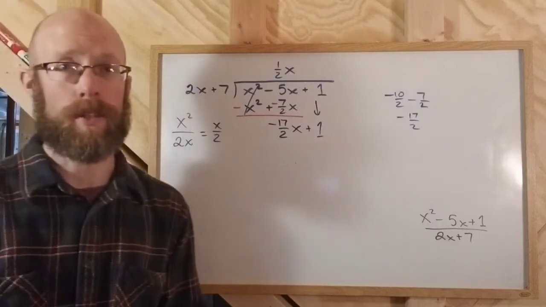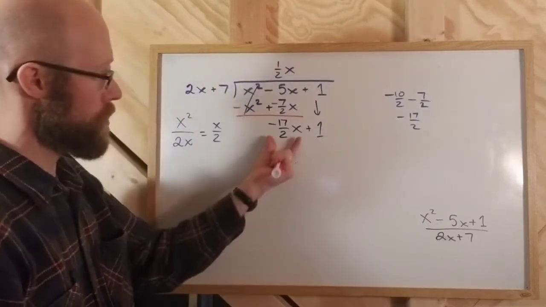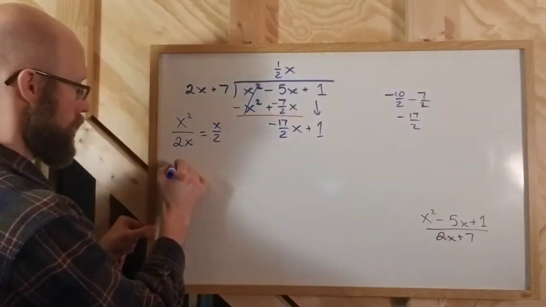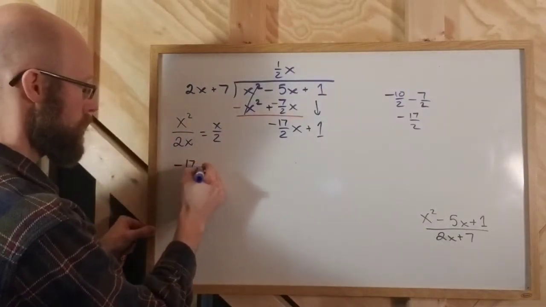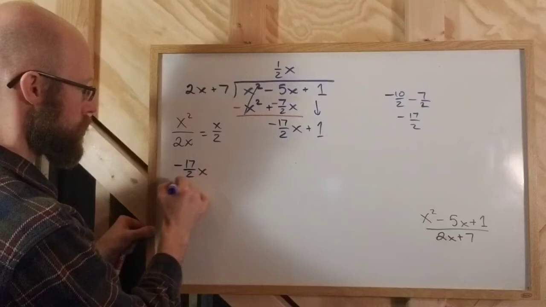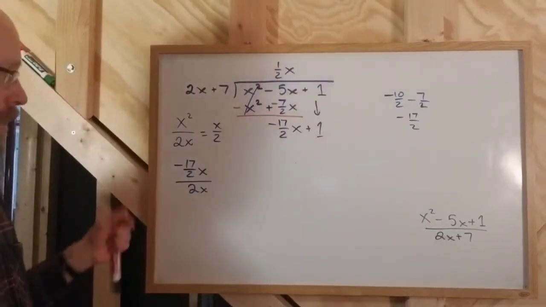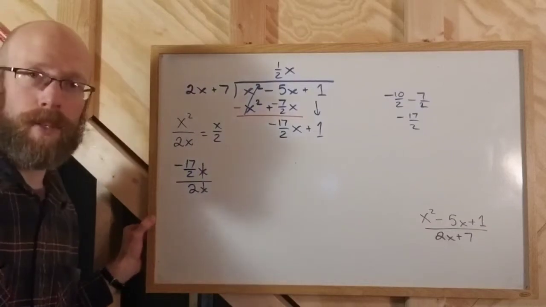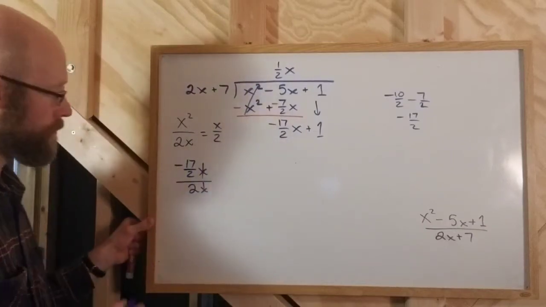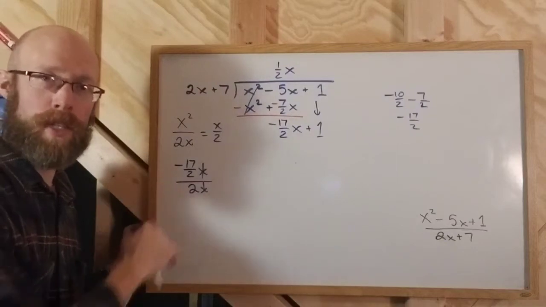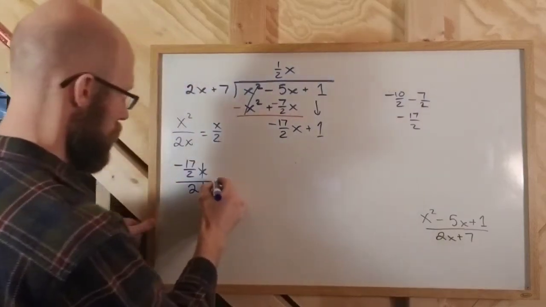Okay, now I have to do another division, and the division is big term divided by big term. So it's negative 17 over 2x divided by 2x. Well, first of all, the x's will cancel. There's an x on top, x on the bottom. The 2's are a little bit weird. We have to be careful because they're both in denominators, and so here's what we're going to end up with.